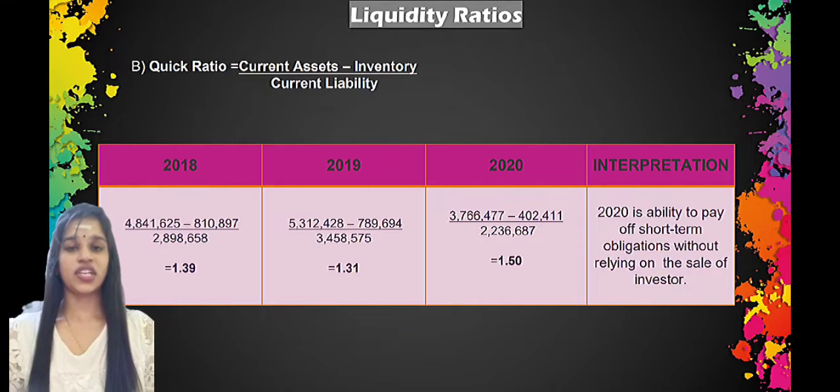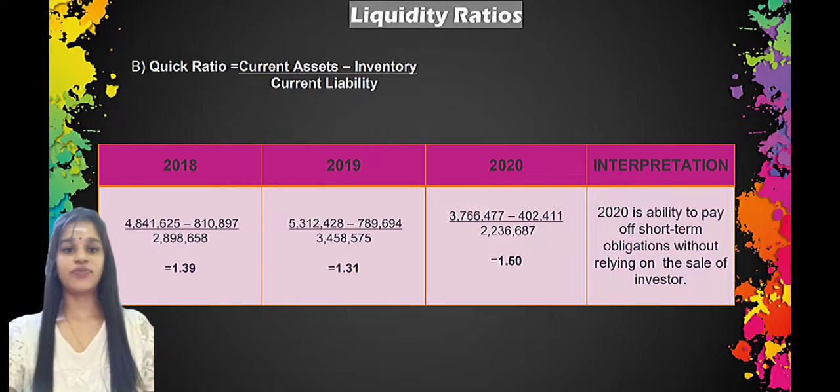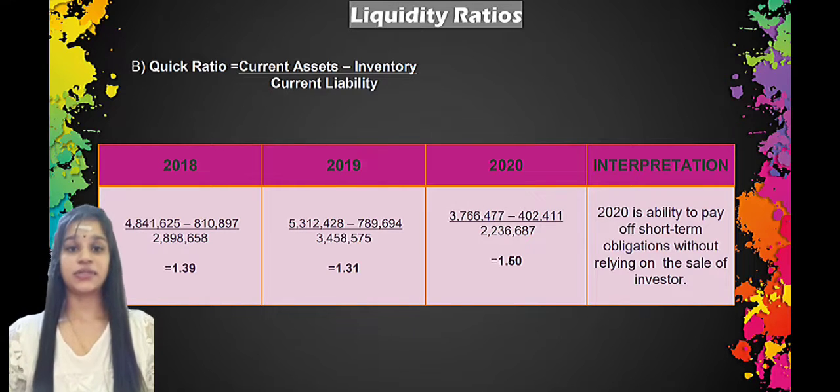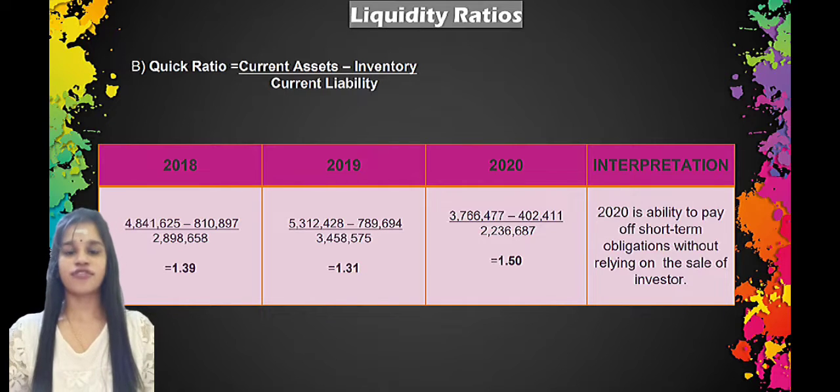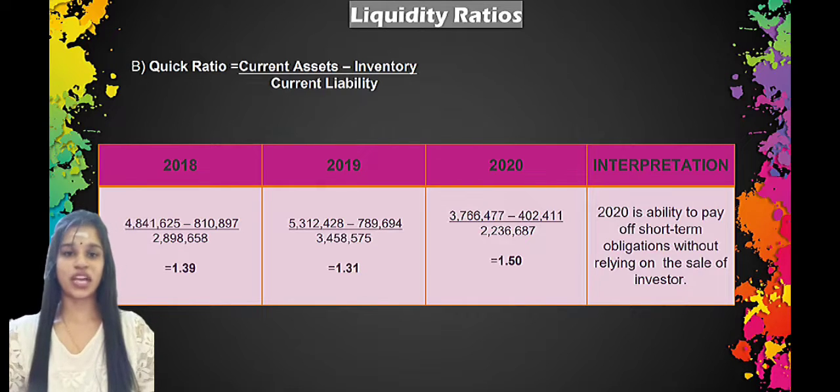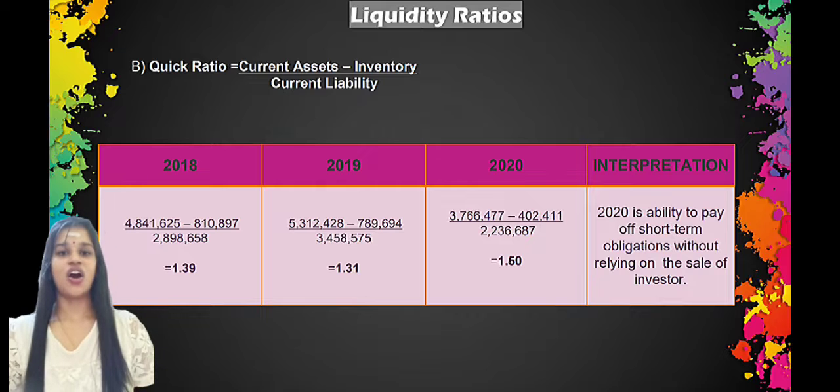B. Quick ratio, the formula is current asset minus inventory divided by current liability. 2018 is 1.39, 2019 is 1.31, 2020 is 1.50. Interpretation: 2020 shows the ability to pay off short-term obligations without relying on the sale of inventory.